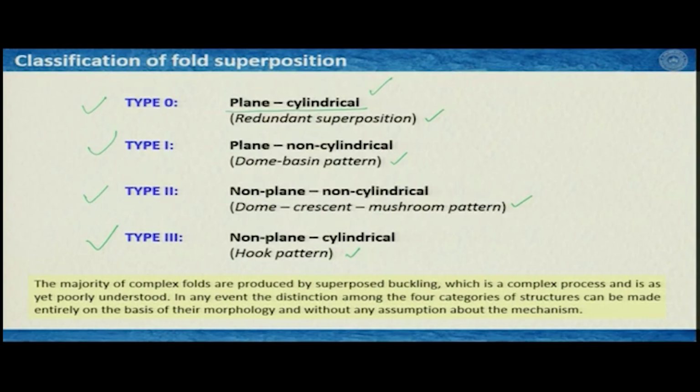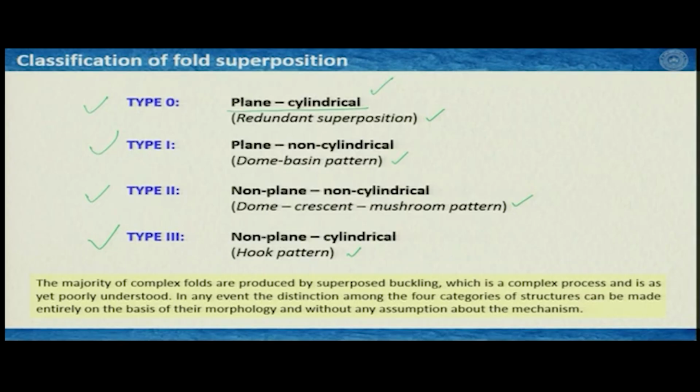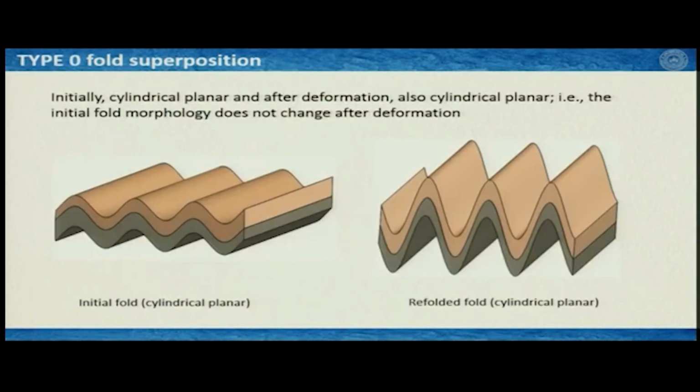So, in any event, the distinction among the 4 categories of these superpositions can be made entirely on the basis of their morphology and without considering their mechanisms and so on, but people generally try to correlate with the mechanisms. But in the field, you mostly identify by their mutual relationship and so on. So, we will learn about it soon. Let us focus on type 0 fold superposition.